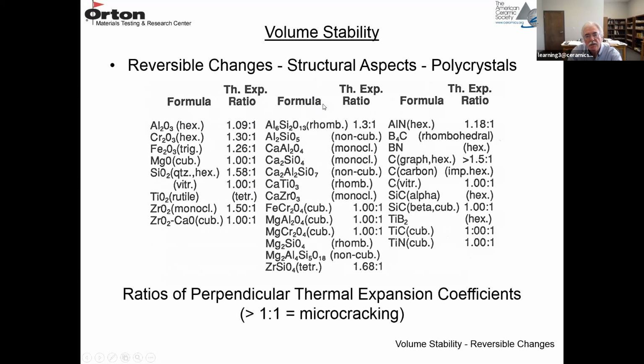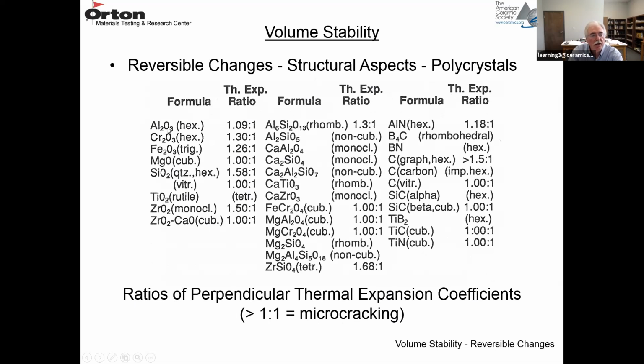So this table contains crystalline materials, and it's the ratio of their perpendicular thermal expansion coefficients. Anytime this ratio is greater than 1:1, you're going to have microcracking.